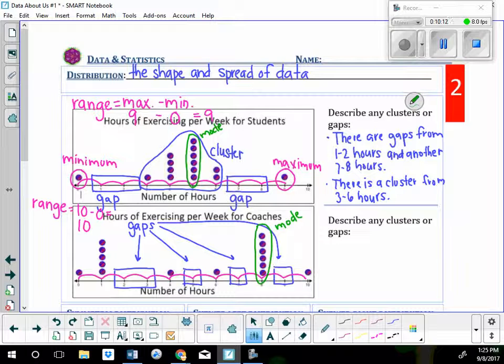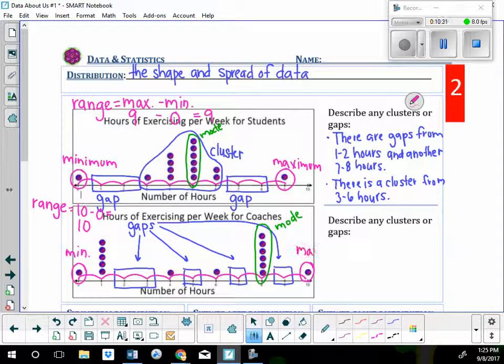Michaela, tell us something you observed. I observed that 0 was the minimum and 10 was the maximum. 0 is the minimum. I'm going to say min. And 10 is the maximum.